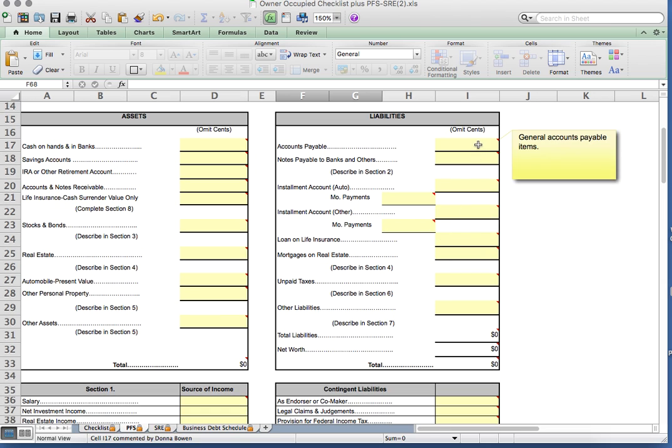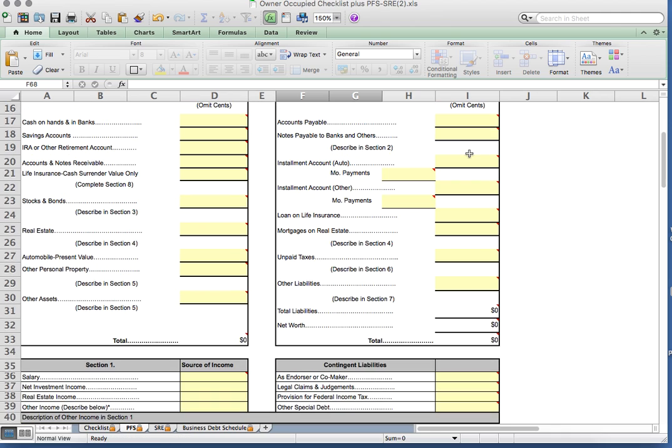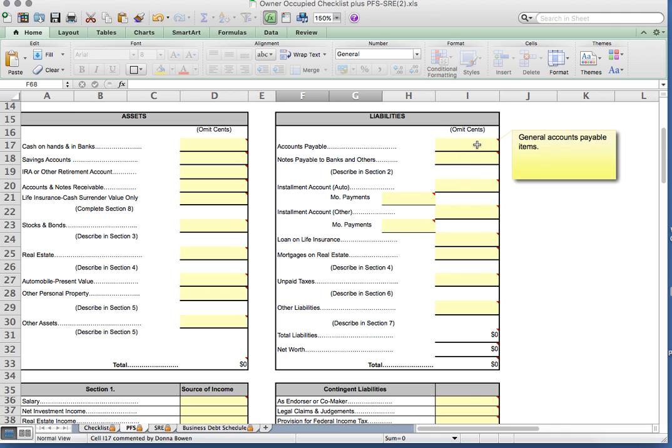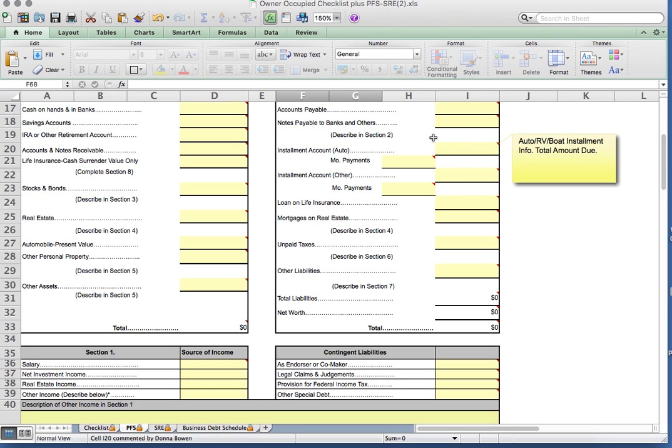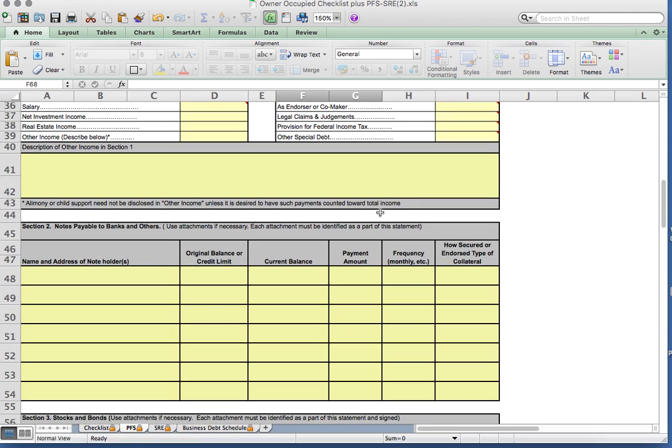Next, we want to go through liabilities. So in the liabilities section, the accounts payable. So do you, just similar to accounts receivable, where somebody owed you money, do you owe someone else money? And you'll want to put that amount here. Notes payable to banks. This is credit cards that you might owe to banks, or any lines of credit that you might own. And you will go down to section 2 in order to lay those out.